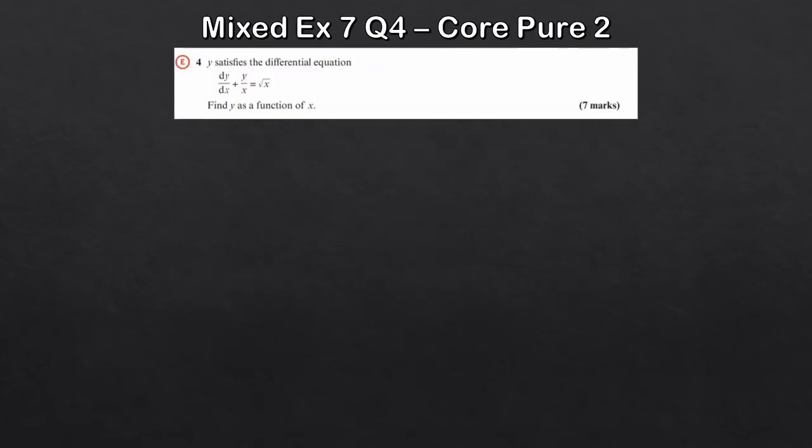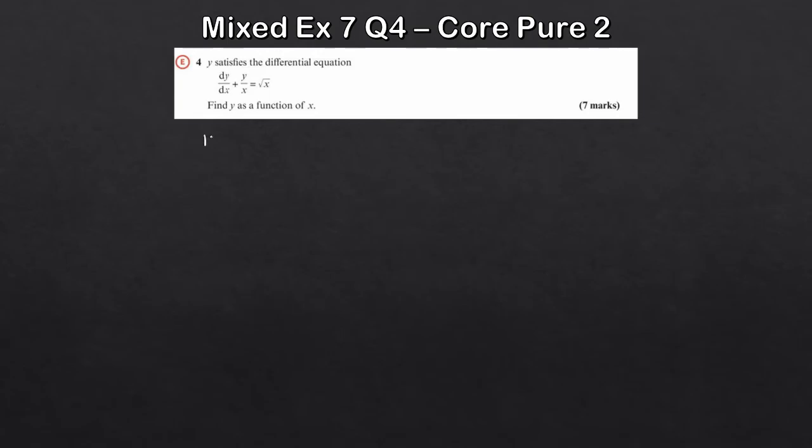So another question now, mixed exercise 7, question 4. A pretty standard question, quite a nice easy one actually. Comparing this as 7 marks to the last one for 8, this is a much nicer question. So it's already in the format to work with as well, so we don't even have to do any rearranging. So really quite a nice question.